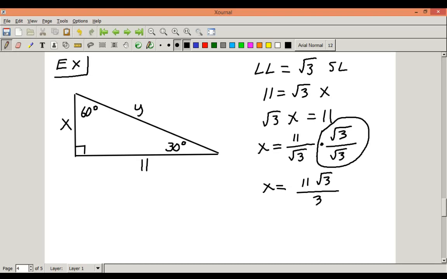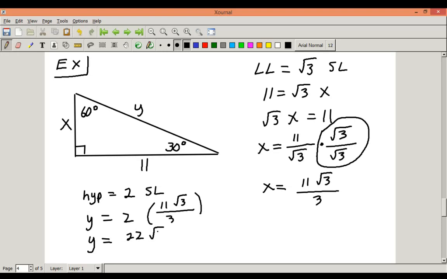So we got x, that's the shorter leg. And now remember, if you want the hypotenuse, just recall from the theorem that the hypotenuse equals 2 times the shorter leg. So now it's easy. That hypotenuse, which we called y, equals 2 times our fraction here. So 2 times 11 root 3 over 3. So that hypotenuse is y equals 22 root 3 over 3. Remember, you're multiplying those numbers outside the radical, not the number inside. Okay, so there you have it. That's solving using the 30-60-90 triangle theorem.